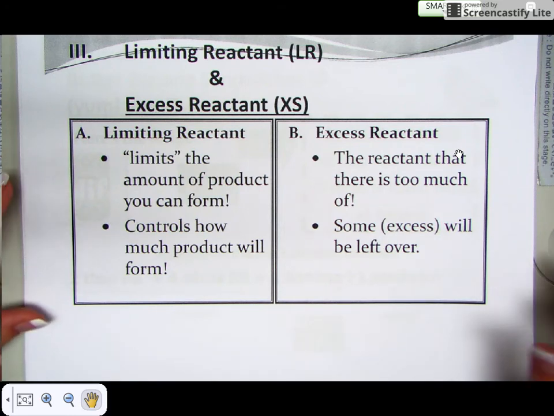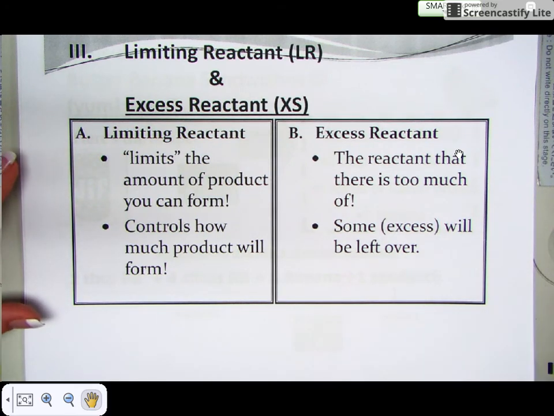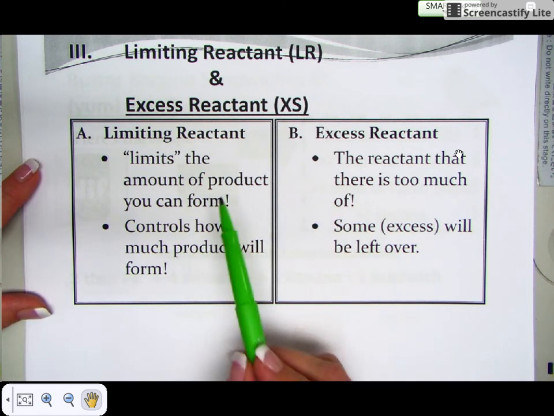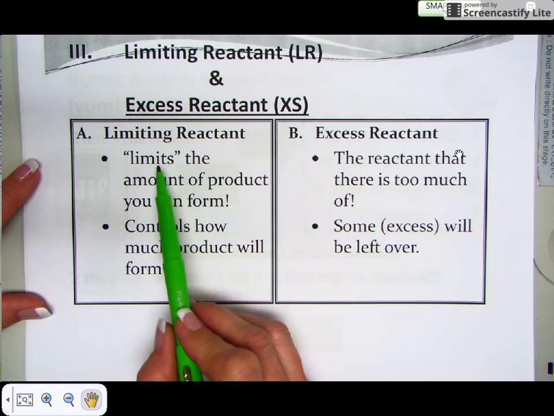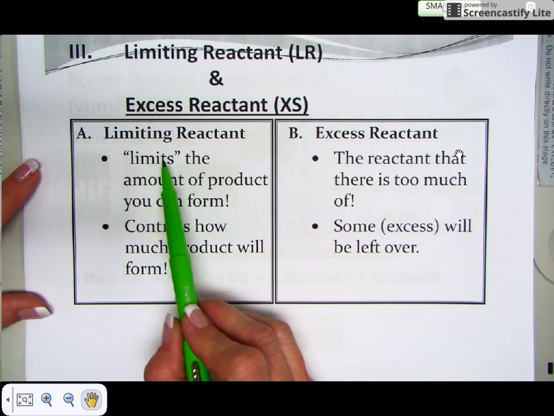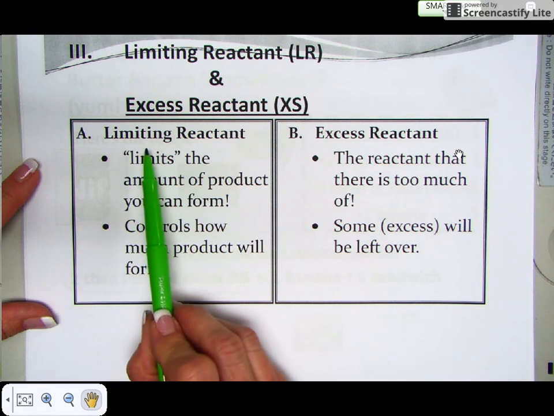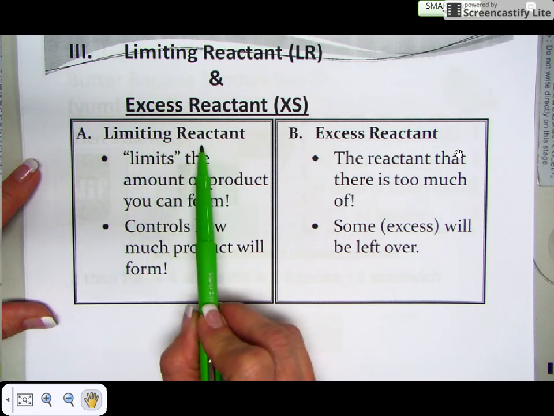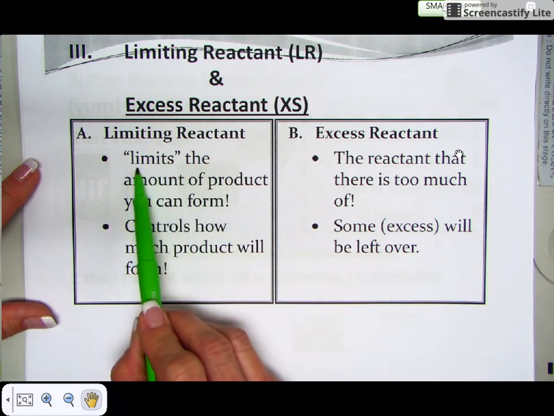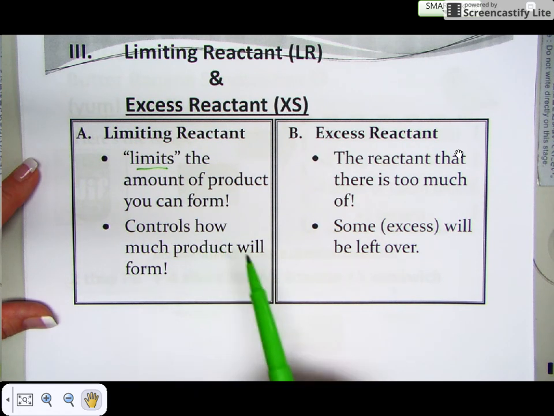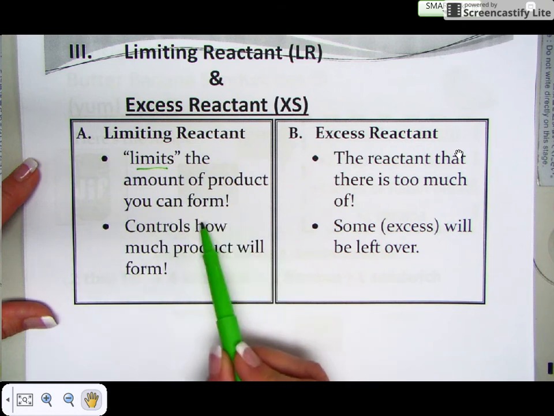Okay, so we're going to talk about limiting and excess reactants. I want to remind you of just the definition of limiting and excess reactant. Remember we said that in a reaction, one reactant will always run out first. Well, typically will run out first. The limiting reactant is what we call that reactant. It limits how much product we can form. So in other words, it's in charge of the maximum amount of product you can make. It controls how much you can make.